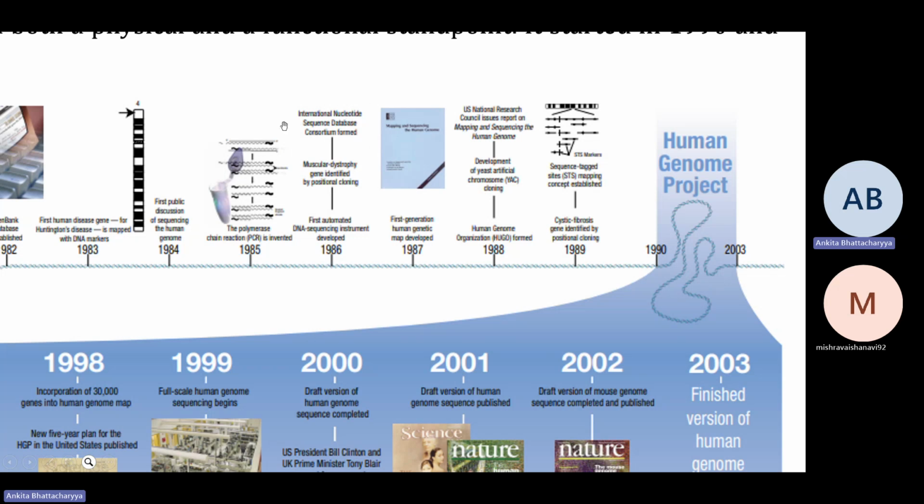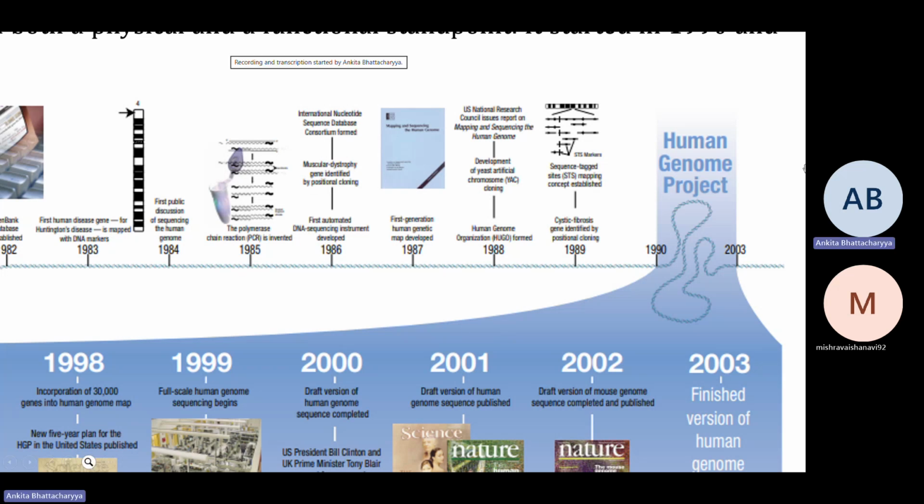Following that, you can see the International Nucleotide Sequence Database Consortium was formed. Then the muscular dystrophy gene was identified by positional cloning. The first DNA sequencing instrument was developed, all in 1986. Then in 87, the first generation human genetic map was developed, which of course again was refined further.